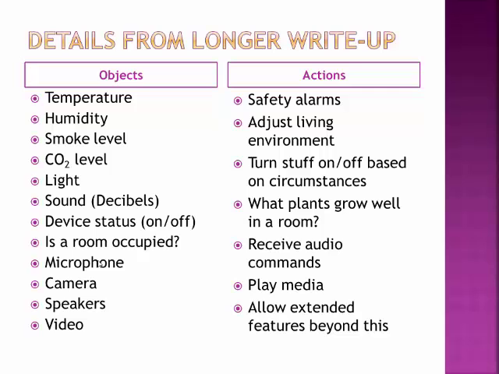We want to be able to have alarms that go off. We want to be able to adjust the living environment. So if I have plants in a room, I can customize the humidity, temperature, and light in that room based off of what plants are in there. So I could have a really smart app that says, I'm growing cacti in here, so make it hot and dry. I'm growing tropical plants in here, make it wet and humid, and whatever other plants you might be growing there. So that's the type of things my system would do.